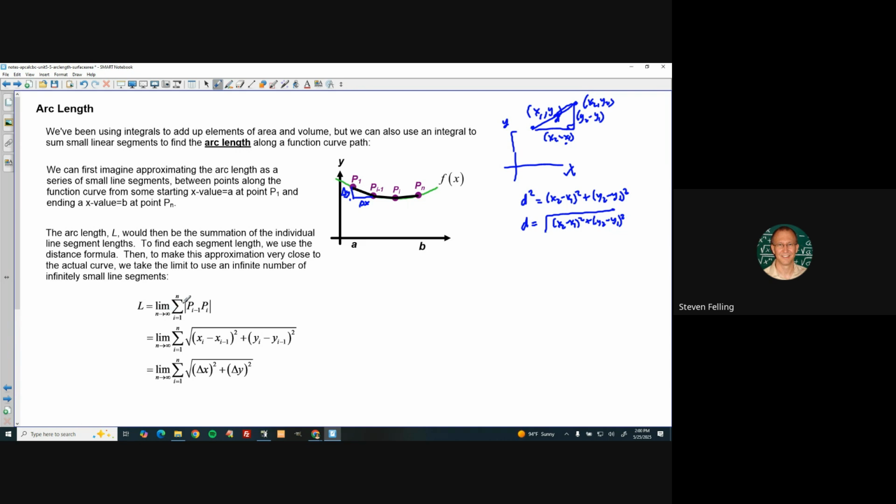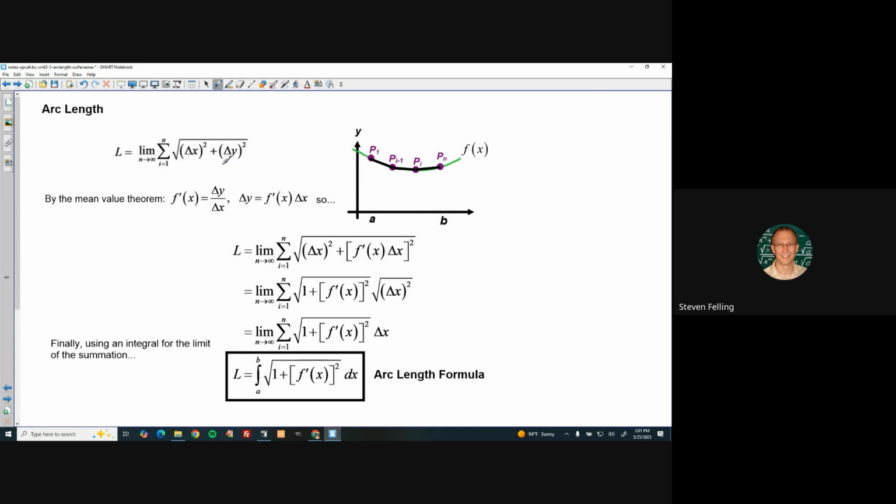Then if I sum them up for each of these, that gives me an approximation of the curve's length. But what I would really like to do is bring these points very close together, so we're almost perfectly tracing this out, and then define the actual length to be the limit as n approaches an infinite number of those little points.